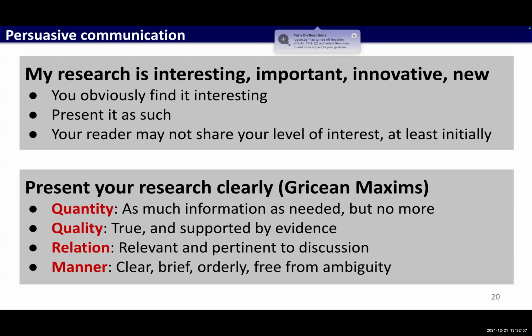And it's not that the Gracian maxims are in any way special, right? It's all just about effective communication, persuasive communication. But we're linguists, so we can rely on Grace because that was a linguist doing pragmatics. And it does summarize kind of nicely some of the core properties of effective persuasive communication. So the 4 maxims of Grace are quantity, quality, relation, and manner. We'll talk about each of those in turn.